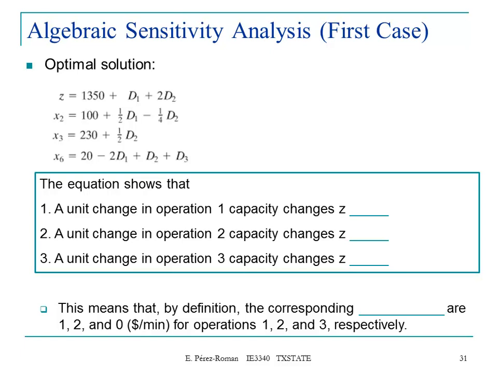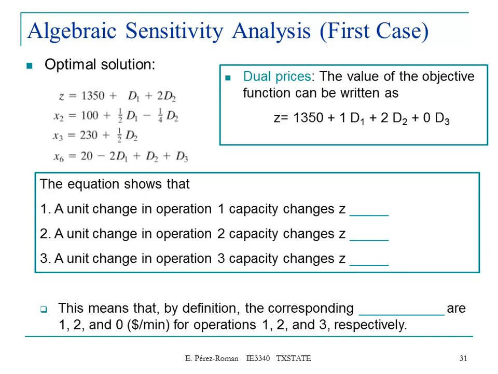So the optimal solution is, again, this, now with those coefficients and variables with respect to the dual prices. So the equation now shows that the value of the objective function can be rewritten in this way. So you are basically having the same optimal solution plus the dual variables times the coefficients corresponding to those dual prices. So by looking at the objective function, you can make the following conclusion. A unit change in operation 1, remember, D1 corresponds to the first operation, changes the objective function by $1.